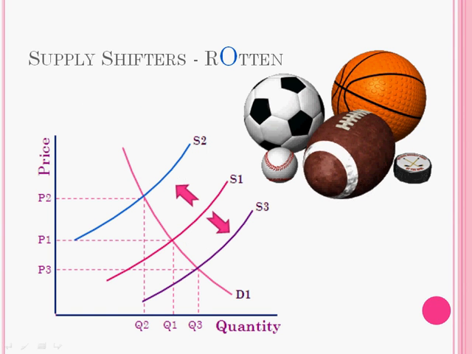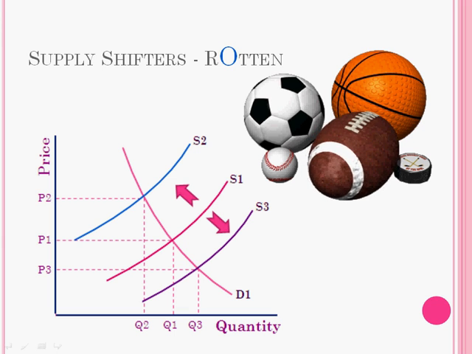The O in ROTTEN, which is an acronym for supply, is other goods. Let's say that you make volleyballs right now and you find out that you can make more money producing basketballs. That would be a situation where you could do it pretty easily because you've already got the factory set up. There's just a few things you'd have to change. We would see a decrease in the supply of volleyballs from S1 to S2, and we would see an increase in the supply of basketballs from S1 to S3. So other goods prices have an impact on supply of the goods.